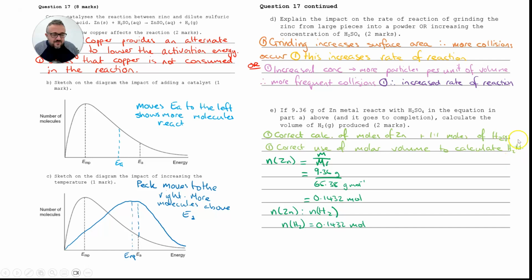There's no rounding before we do that. So we have 0.1432 moles of zinc. There's a 1-to-1 ratio there, so therefore we have 0.1432 moles of hydrogen gas.